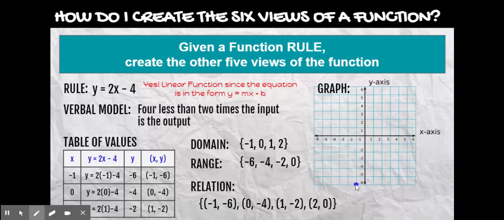I'm going to make a point. 0, -4. 1, -2. 2, and 0. And hopefully you can see this climb. You can see that the domain values are increasing by 1. The range values are also increasing. As X gets larger, Y gets larger, and that means a positive trend. X is increasing, Y is increasing.